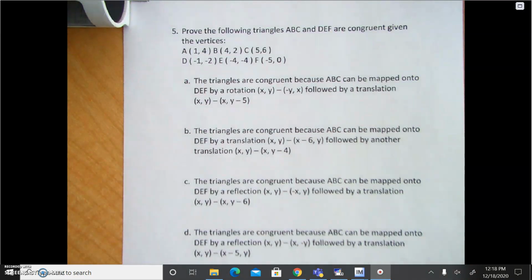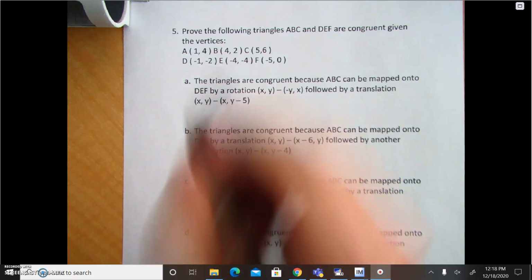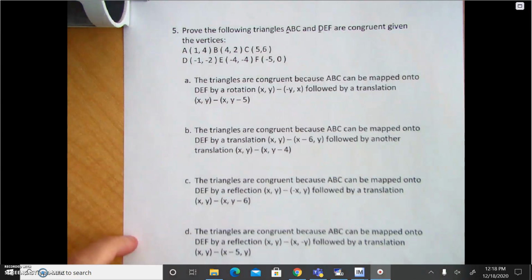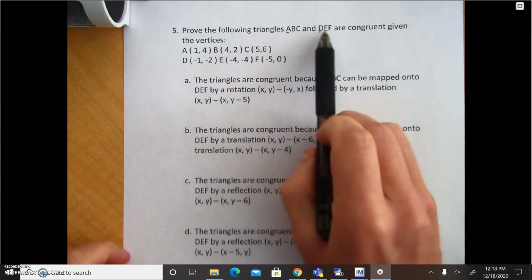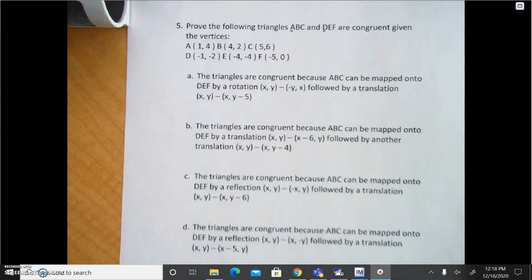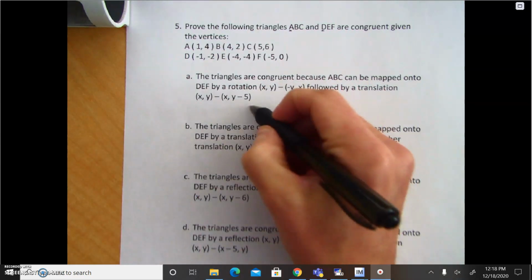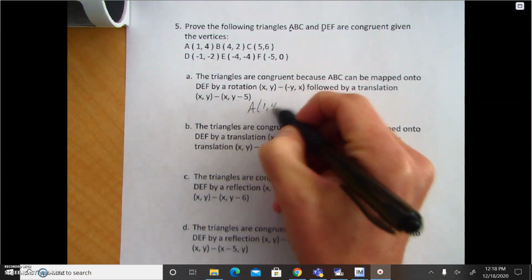All right, last one. It says, prove that these triangles ABC and DEF are congruent given the vertices ABC and then DEF. So if they are congruent, then A goes with D, B will go with E, C will go with F. So I'm just going to pick A and D. I'm going to follow my rules. So it says, for A, the triangles are congruent because ABC mapped onto DEF by a rotation. So let's look at point A. So A is at 1, 4.